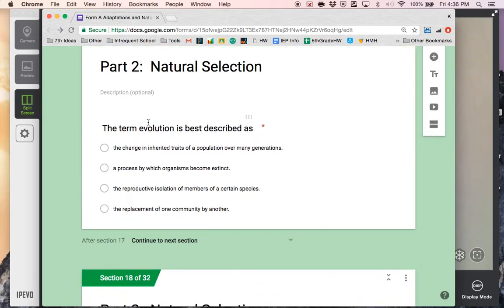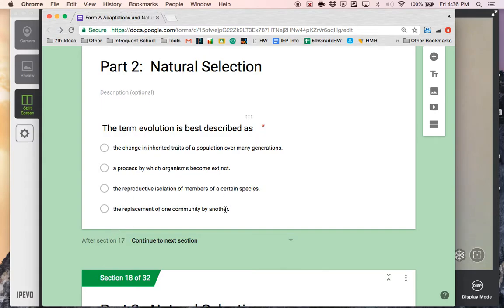The term evolution is what? A change in inherited traits of a population over many generations. A change in traits over time. That sounds pretty good. A process by which organisms become extinct? No, that'd be bad. Reproductive isolation of members. That would be like isolation, meaning they're by themselves. That wouldn't show change. And evolution is big with change. So if you are isolating yourself, you're not really going to change. So that wouldn't be evolution.